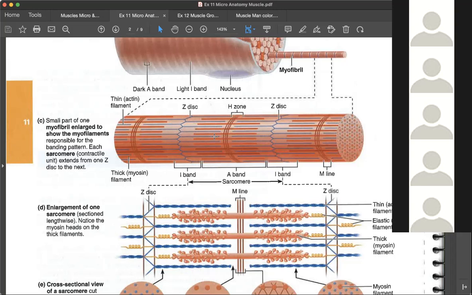The A band is the area of overlap between actin and myosin, but it basically is equal to the length of the myosin filaments. So the A band goes from end to end, from the end of one myosin filament to the end of the other.